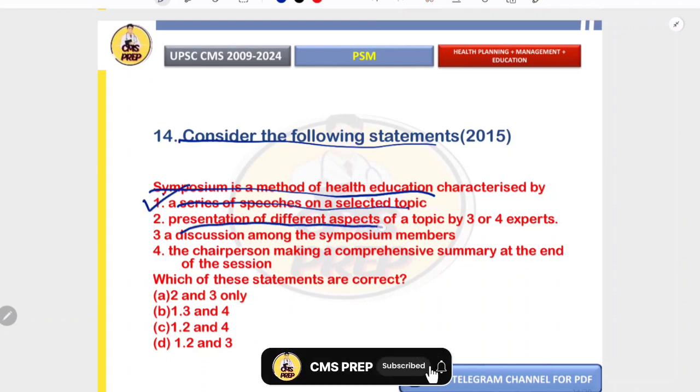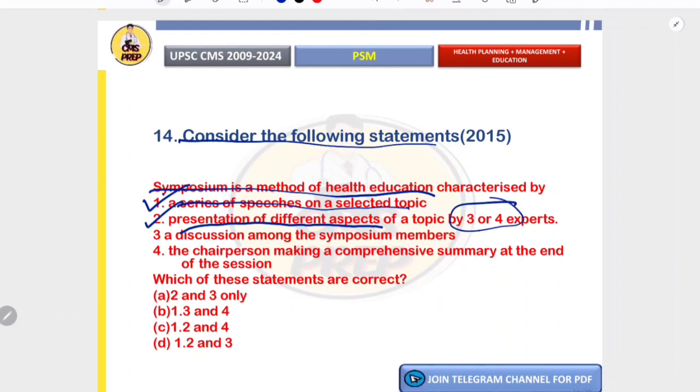A presentation of different aspects of a topic by 3 or 4 experts. Yes, it is also correct. A discussion among the symposium members. This is incorrect. There is no discussion among the experts. The chairperson making a comprehensive summary at the end of the session. Yes, it is also correct.